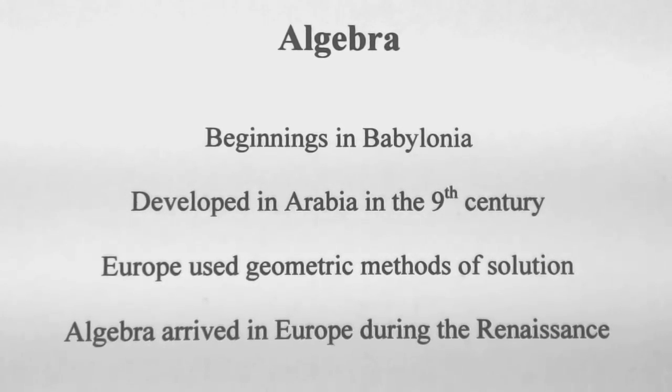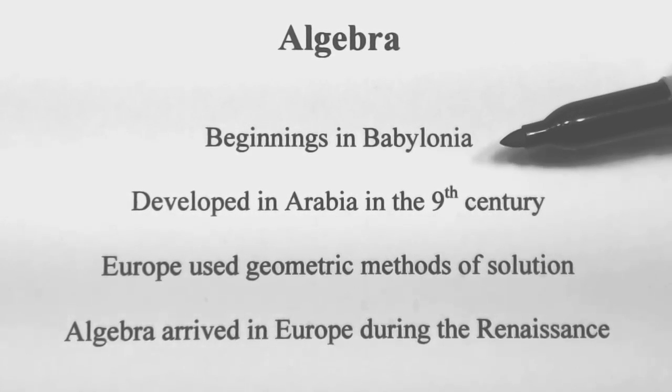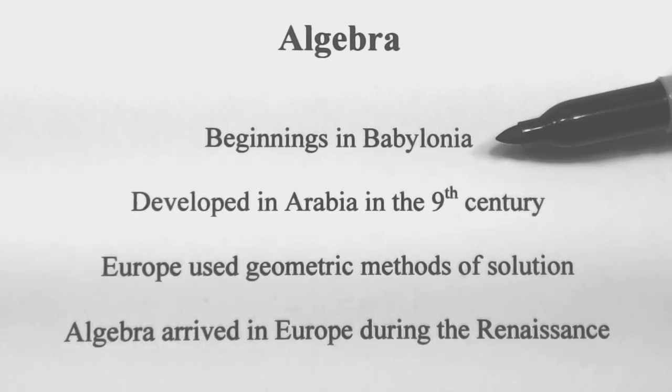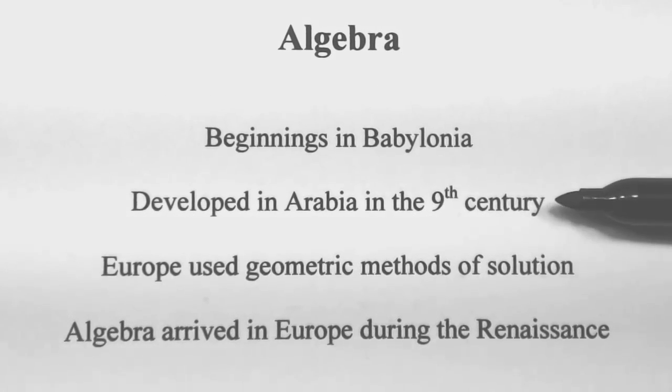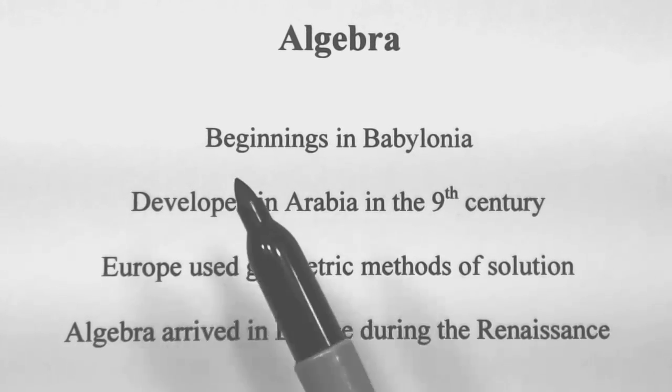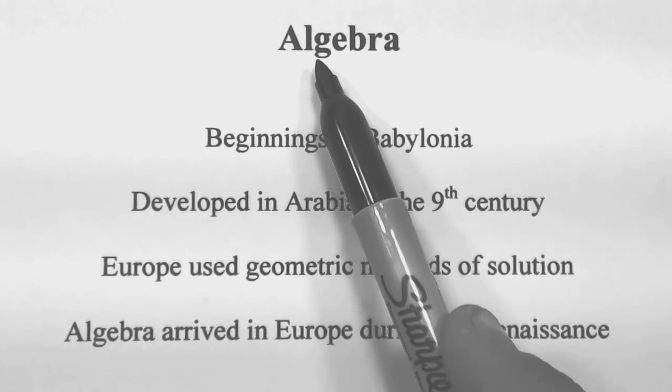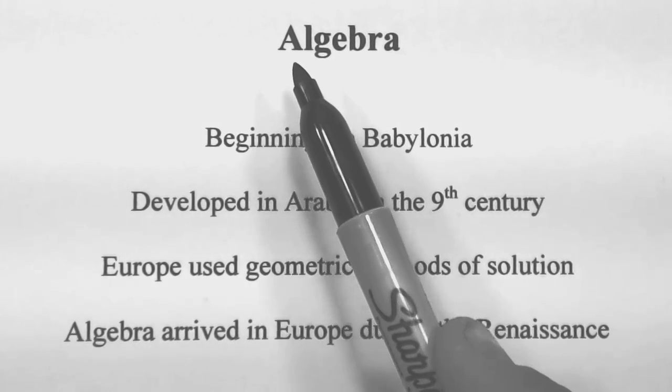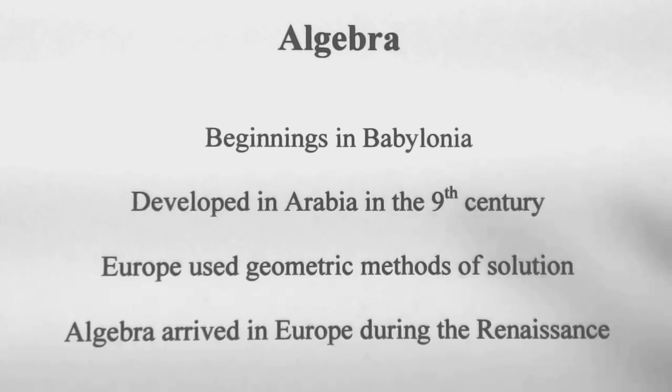I'm Adolph Oliver, and to start our study of algebra, it's appropriate to say a little bit about where algebra came from. The beginnings of it can be traced all the way back to Babylonian times, but the real development of algebra was during the Arabic Golden Age in the 9th century. You can see this in the name algebra. The letters AL are very common letters found in many Arabic names.